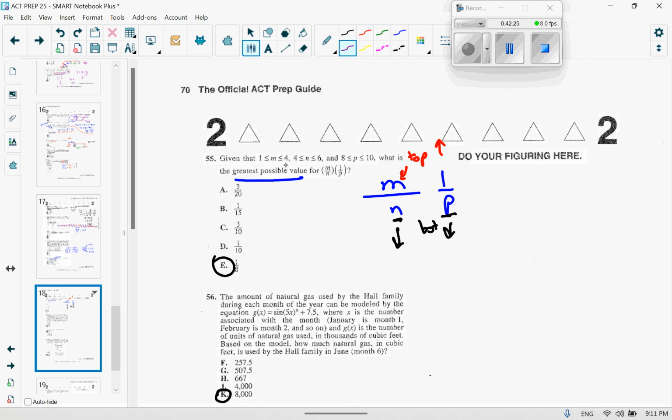So looking at the values, I want M to be the top value it can possibly be, which is 4, and I want N to be the lowest value, which is 4, and P I want to be the lowest value, which is 8. So I would get 4 over 4 times 1 over 8. Well, 4 over 4 is just going to be 1, so I end up with just 1/8 overall.